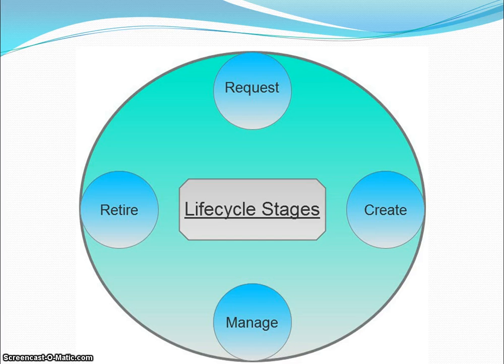Content governance consists of 4 stages, which are known as life cycle stages. The 4 stages are request, create, manage, and retire. Each phase is important in creating an exceptional user experience.